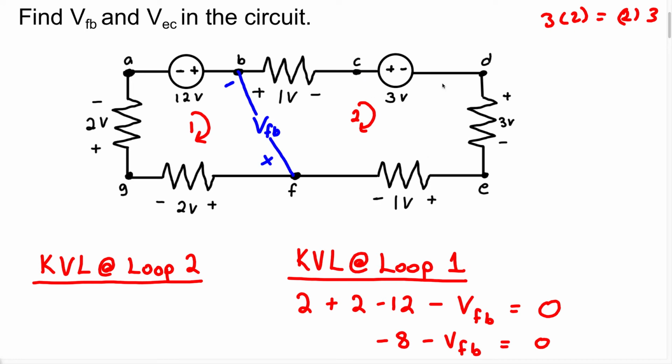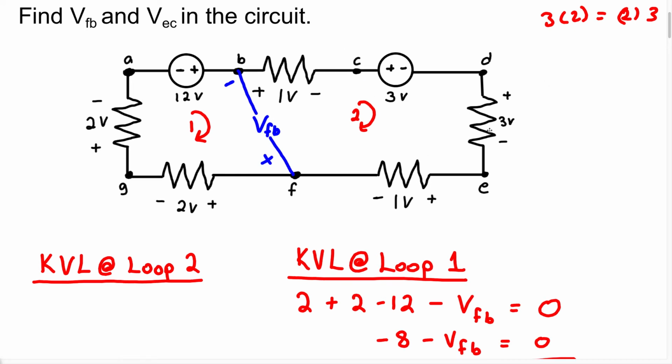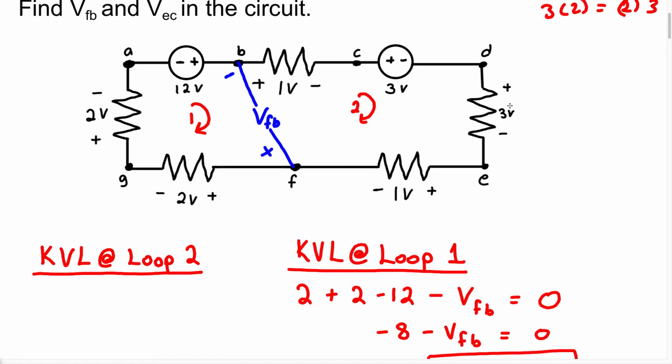So you can start anywhere in this closed loop. I'm just going to start right here, right? So we have a plus 3. As we walk around, we have plus 1. Now, as we continue to walk around, this time we have plus VFB. So we have plus VFB plus 1 plus 3. Plus 1 plus the 3 volt source. And we know that is going to equal 0.